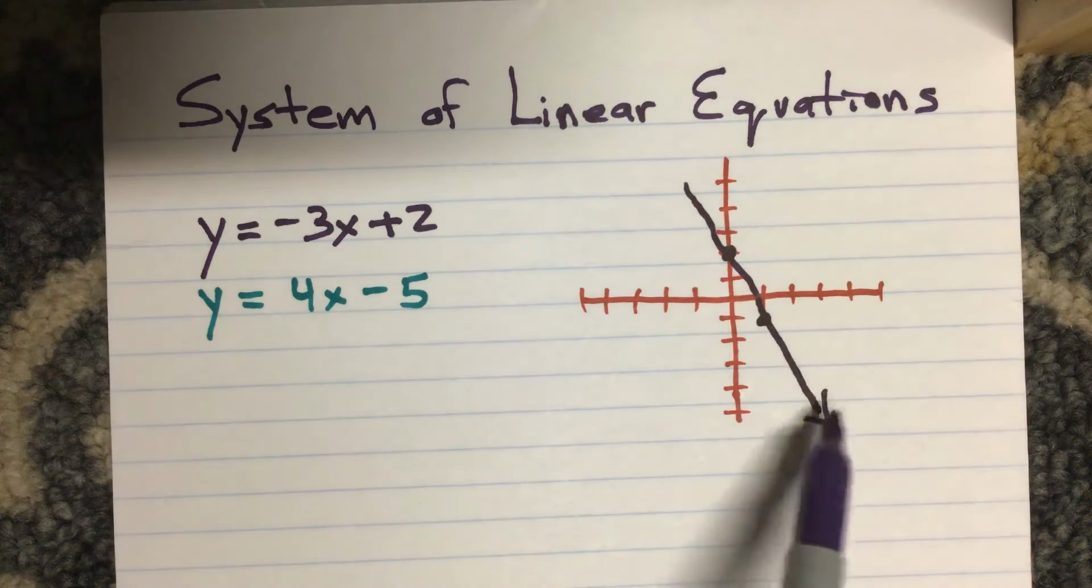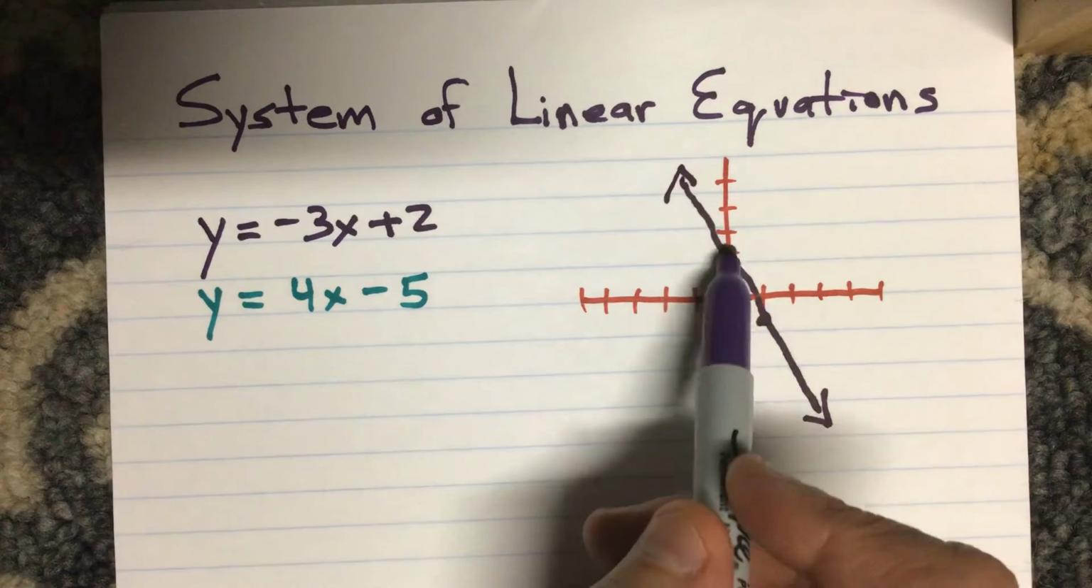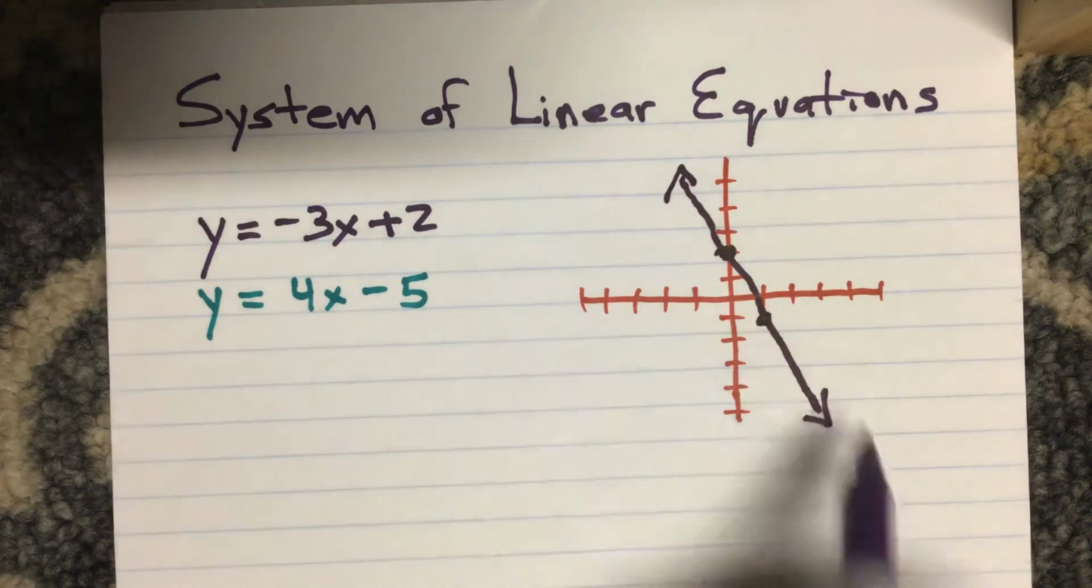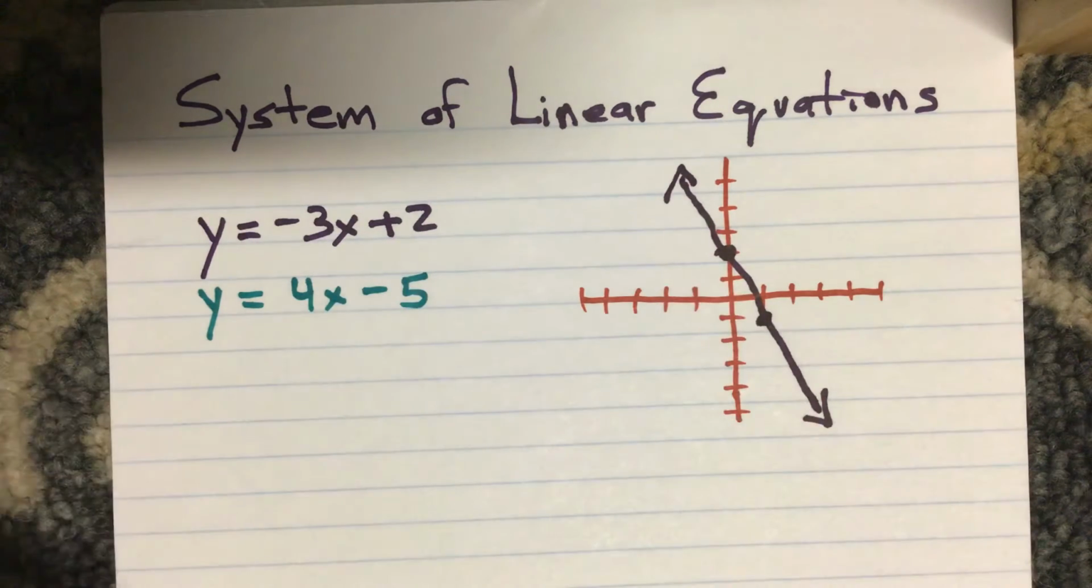And this is a graph of all the solutions. Even though I only plotted 2 of them, the line is showing all the solutions to this linear function. And there are infinitely many. That's why this goes on and on.